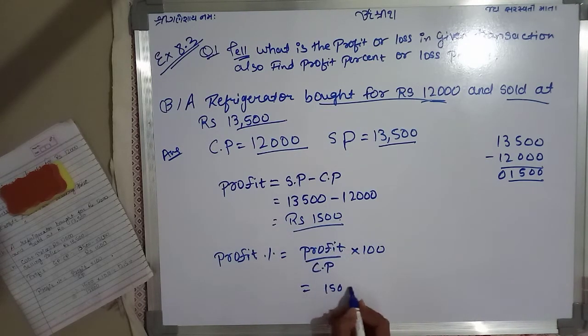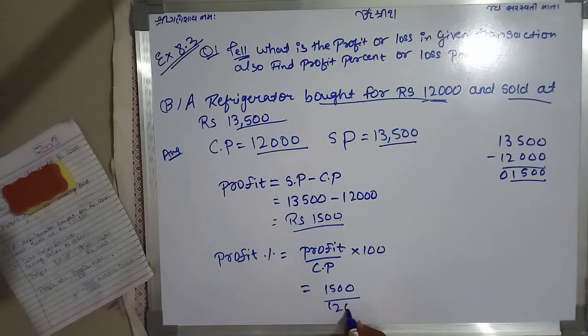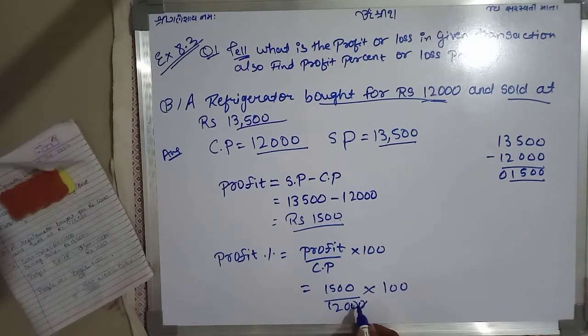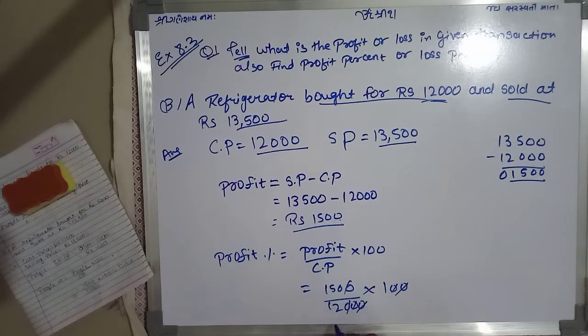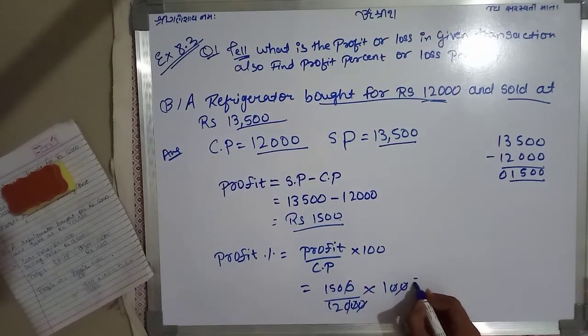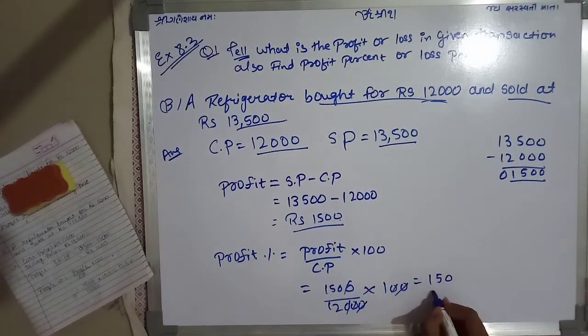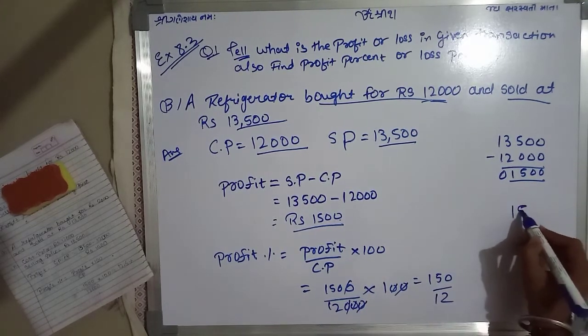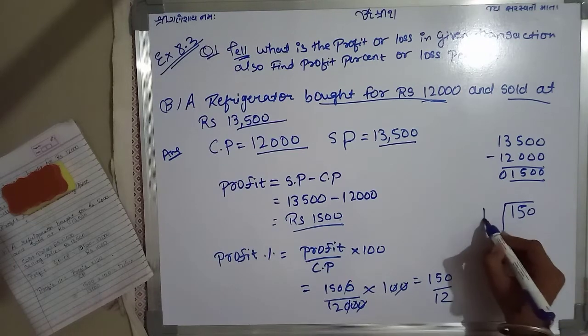What is the profit? 1,500 rupees profit. What is cost price? 12,000. Multiply by 100. So this 20 will cut, 10 here cut. Okay, 150 divided by 12. So here we divide 150 divided by 12.